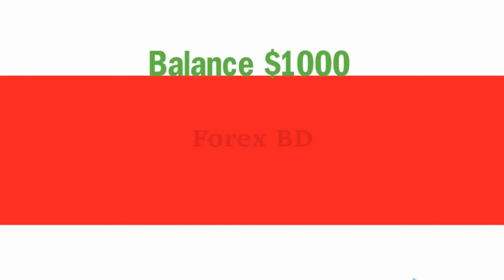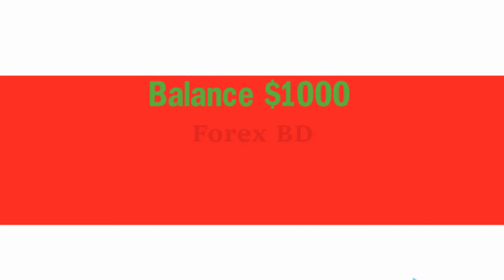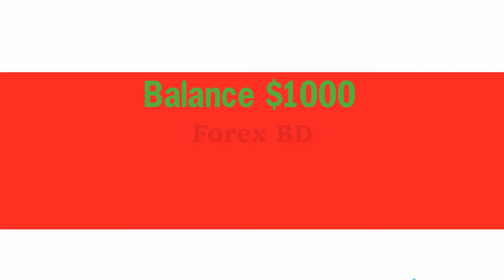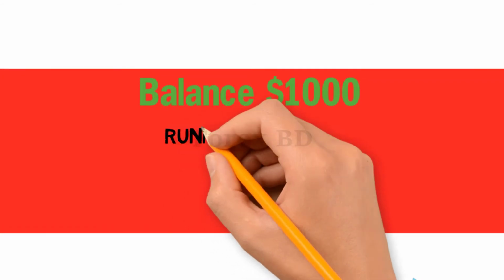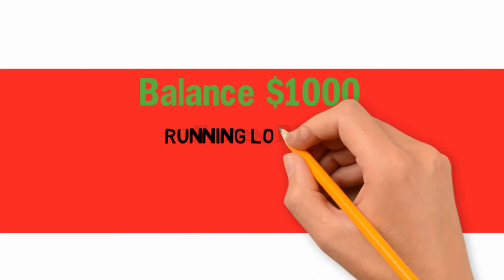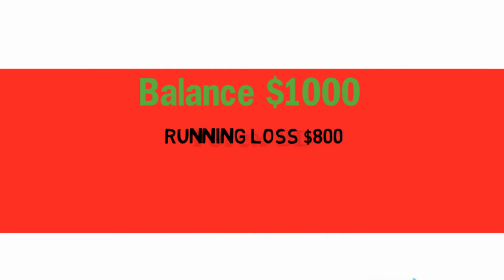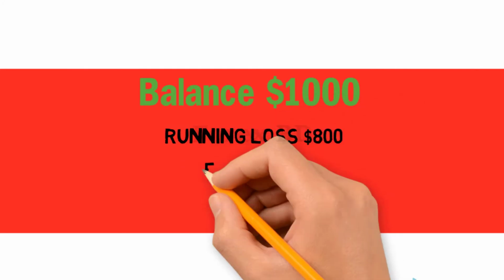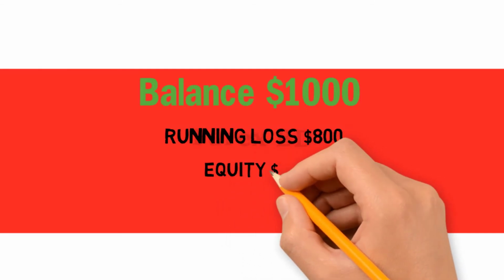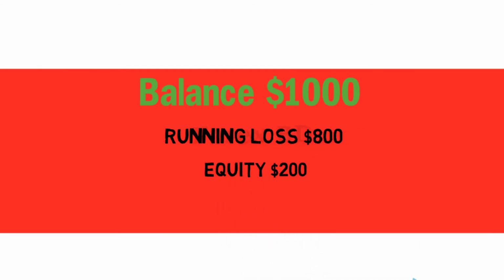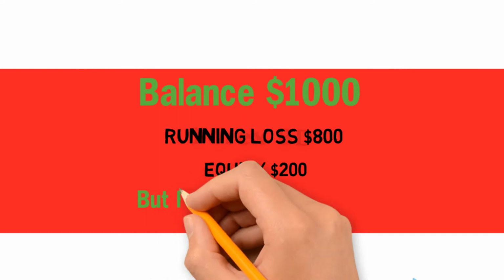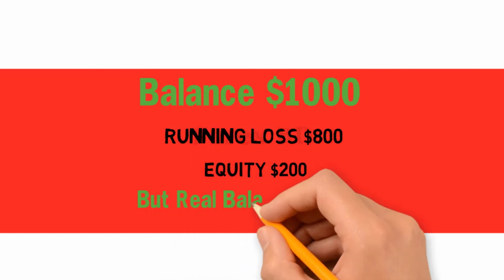Let's give an example. If you have $1,000 balance and $800 floating loss, that means running loss, but still your account balance will show $1,000, so you can't know the real balance by looking at your account balance. But if you look at your equity at that moment, you can see it. Your equity is $200. That is the main difference. So I hope we have understood today.